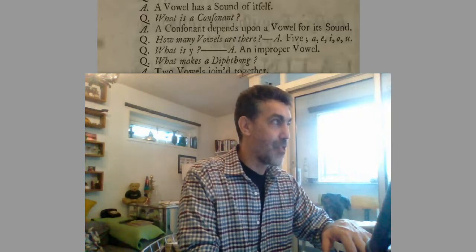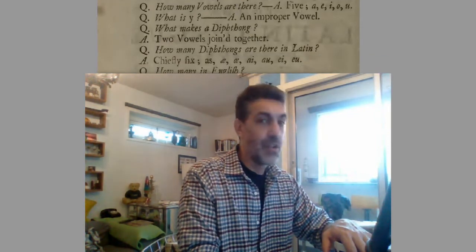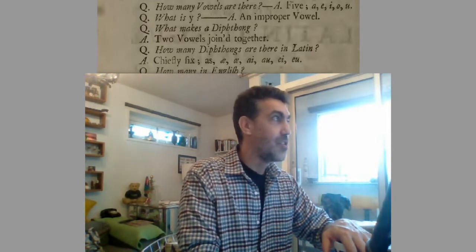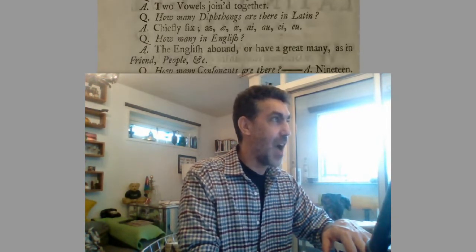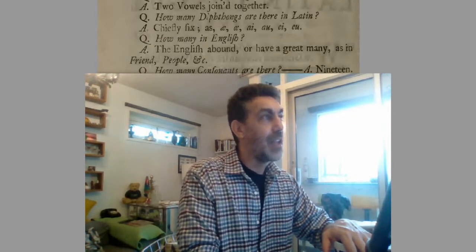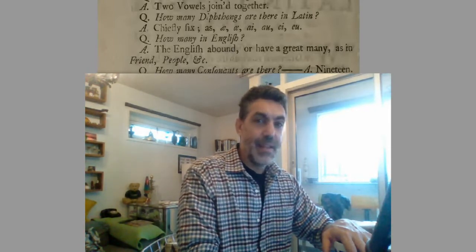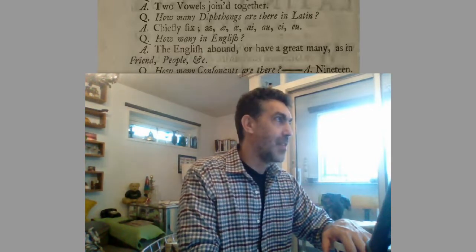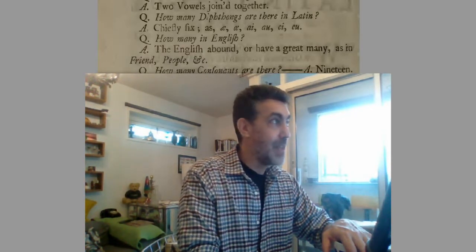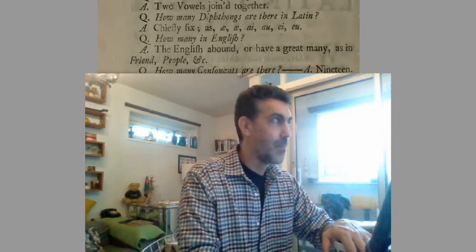What makes a diphthong? 2 vowels joined together. How many diphthongs are there in Latin? Chiefly 6, and then we have the others. How many in English? The English abound or have a great many, as in friend, people, etc.